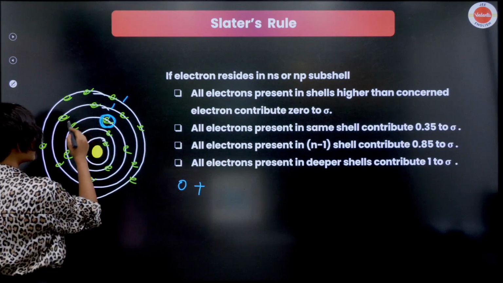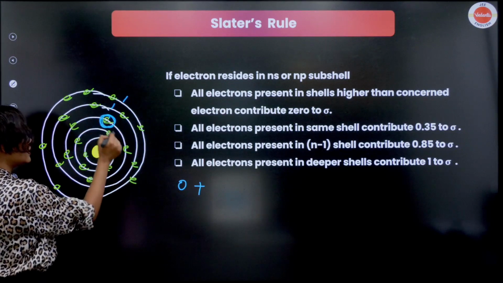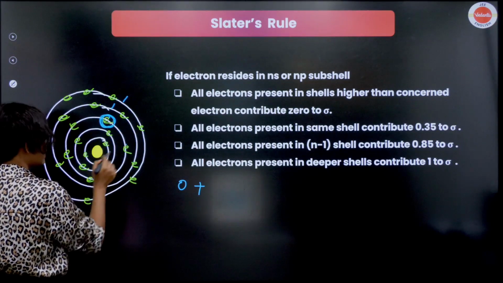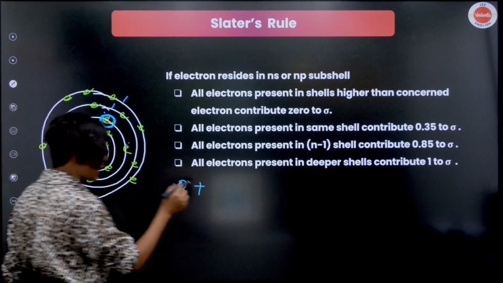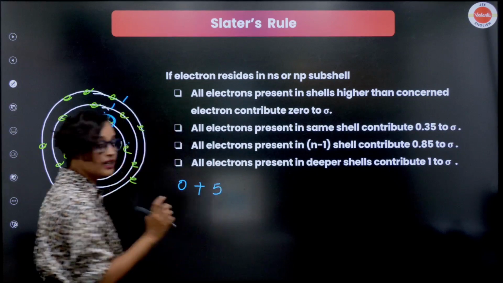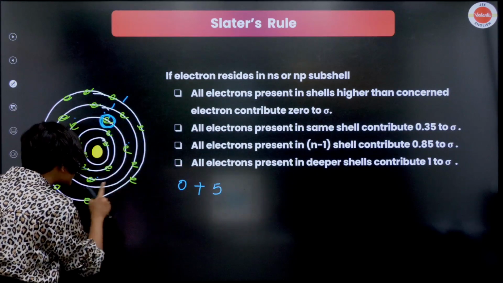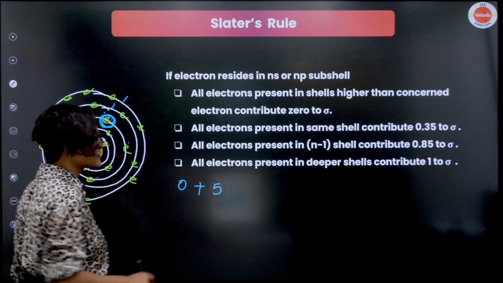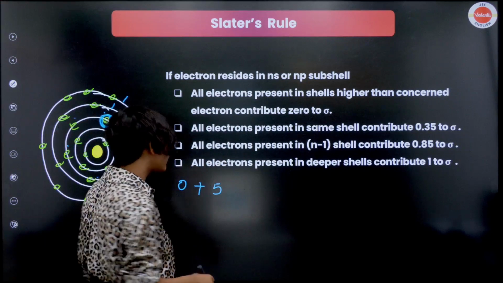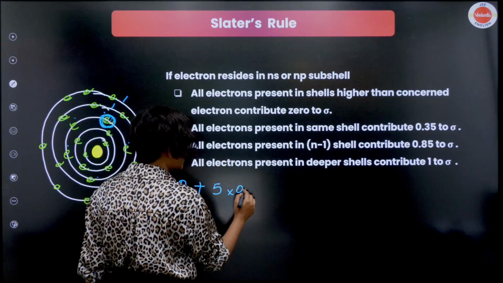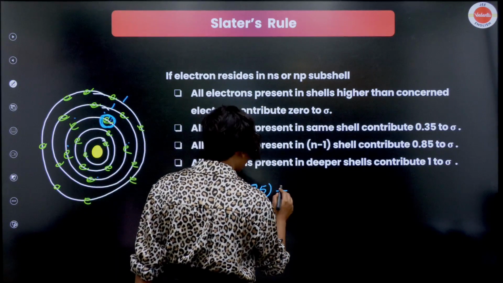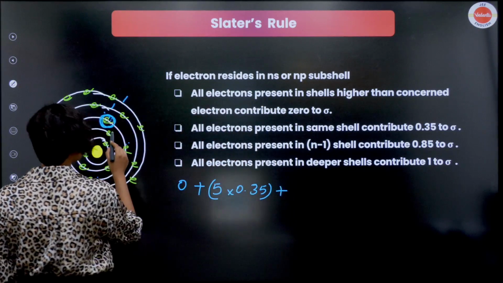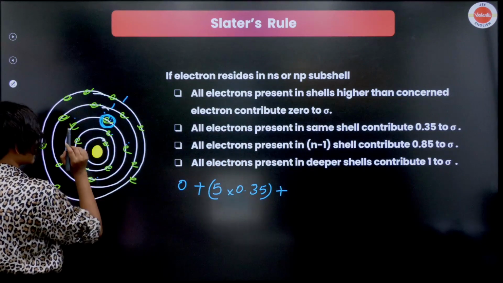Now how many electrons are there in this particular shell? There are 1, 2, 3, 4, 5. 5 are there. So 5 electrons are present in this particular shell, how much will they contribute? They will contribute 0.35. So I am going to multiply it with 0.35. Okay, that's it, done. Then I have, see, 1, 2, 3, 4.